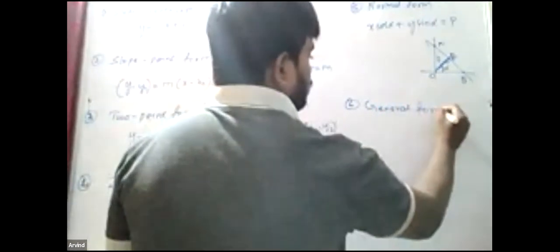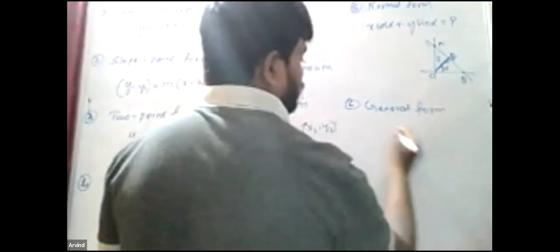And in your 10th standard, you had a chapter, a pair of linear equation. That is the general form. You will remember, ax plus by plus c is equal to 0. This is general form. Okay, all the different types of forms.